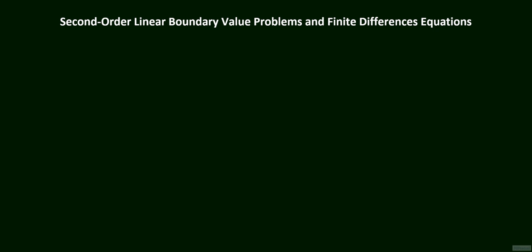In this lecture, we show how one can obtain a system of finite difference equations for finding an approximate solution to a linear second-order boundary value problem. The boundary value problem is given by the differential equation y''(x) + p(x)y'(x) + q(x)y(x) = f(x), with the boundary conditions that y(a) = Y_a and y(b) = Y_b.